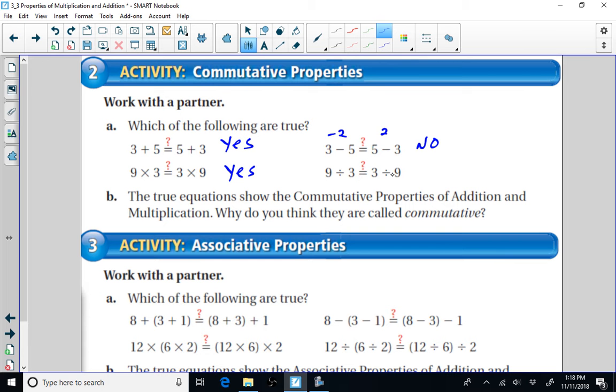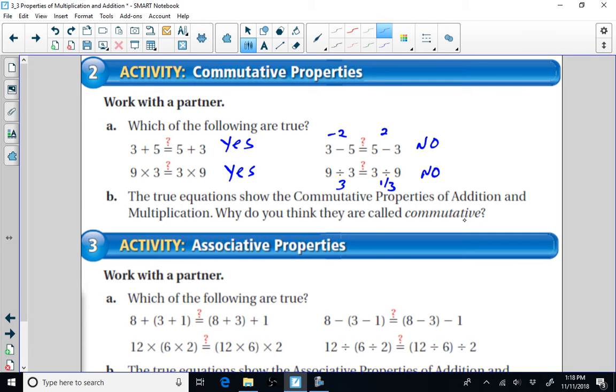9 divided by 3, is that the same as 3 divided by 9? The answer to that would be no, because 9 divided by 3 is 3. 3 divided by 9 is actually 1/3. So the answer there would be no. Alright, so what does this illustrate? It says that the true equations show the commutative properties of addition and multiplication.